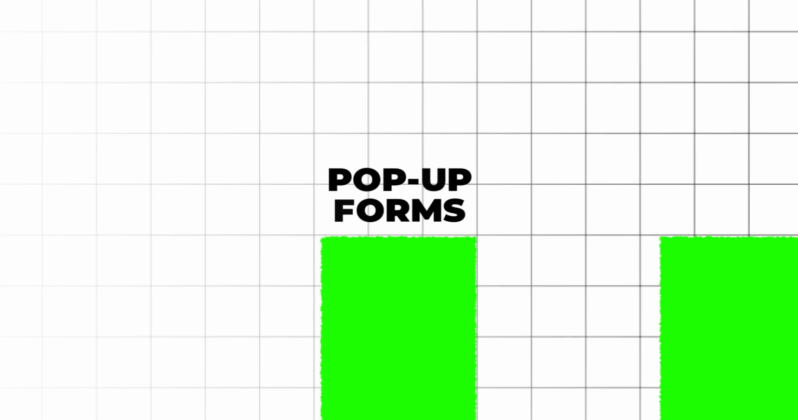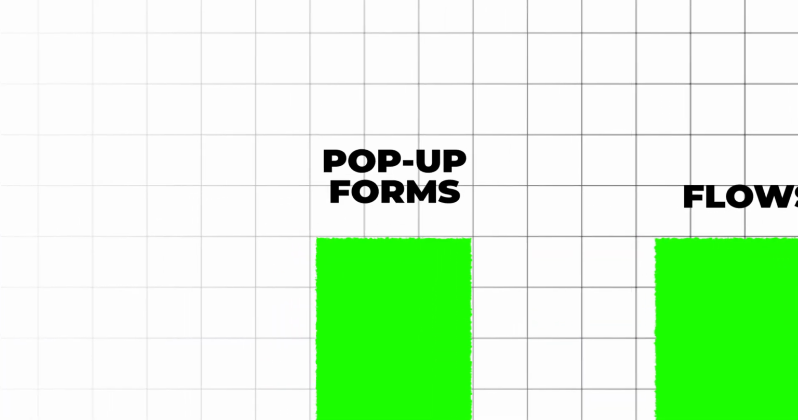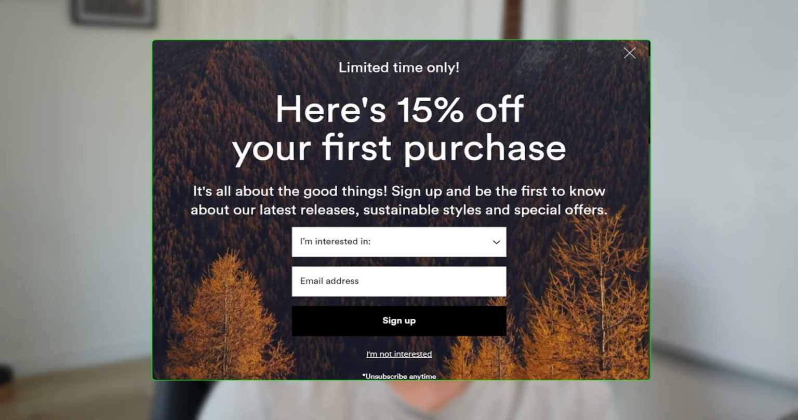Now, there are 4 main pillars of email marketing that we need to break down. There are pop-up forms, flows, email campaigns, and segmentation. First, let's talk about pop-up forms. You need pop-up forms to grow your email list. It's going to be really hard for people to join your list if you don't have a pop-up, and you're really just making a bad financial move if you don't have this set up.